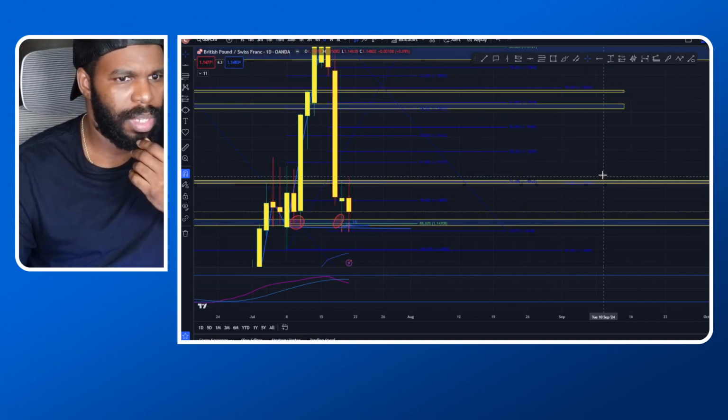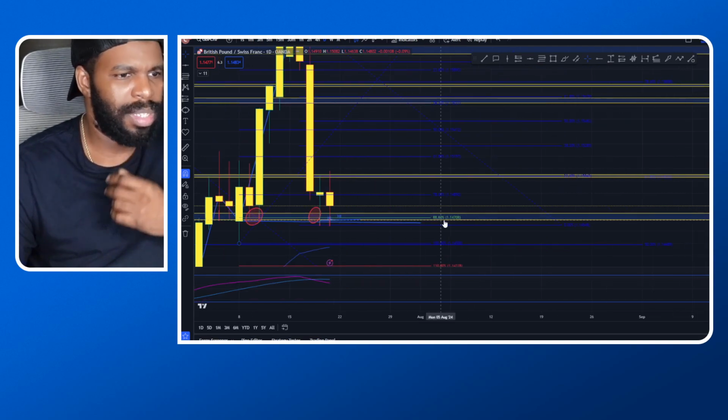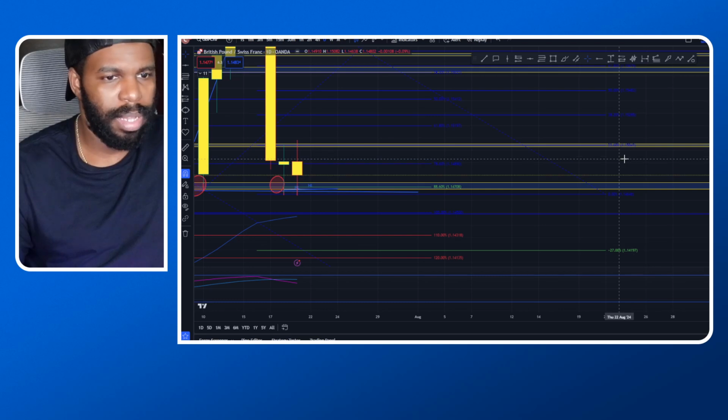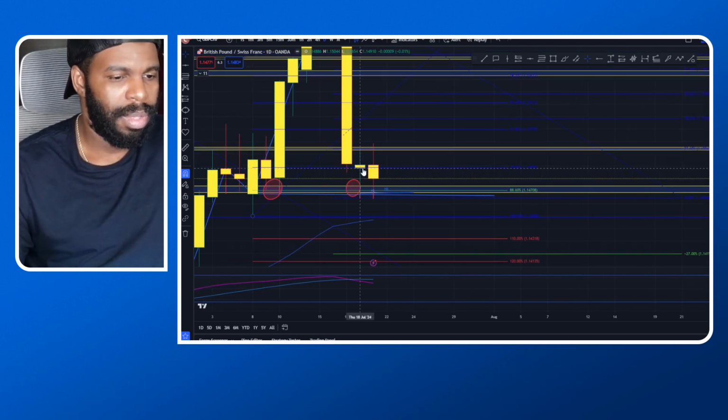As you can see here, it's rejecting the 88.6. This is a daily rejection candle right here. As you get this candle right here, a daily. We have two daily rejection candles here, and you also have a doji right here as well. That's another reversal pattern as well. If you see a doji, that means the trend is slowly changing here.